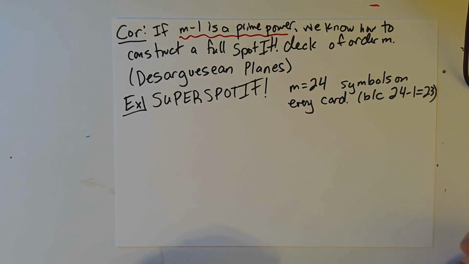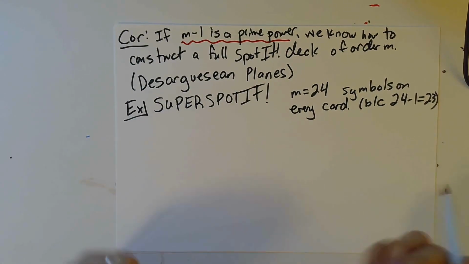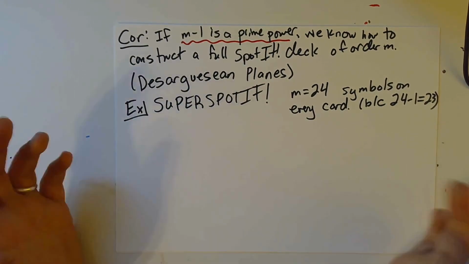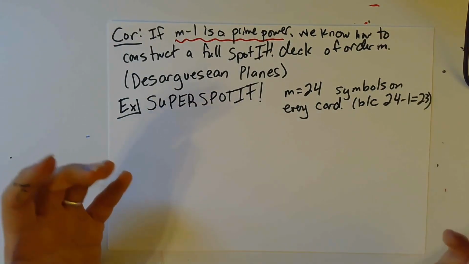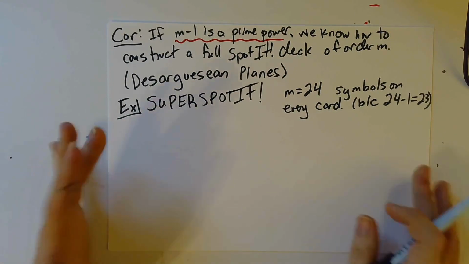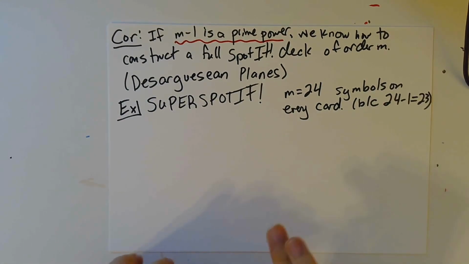In particular, it's prime. If you wanted to make a deck that was just a little bigger, you could use 9 symbols for every card, and 9 works because 9 minus 1 is 8. 10 would work because 10 minus 1 is 9. And then we run into issues if you want to make a Spot-It deck with 11 symbols on every card because 11 minus 1 is 10. Or 7 symbols on every card because 7 minus 1 is 6. And 10 and 6 are not prime powers.